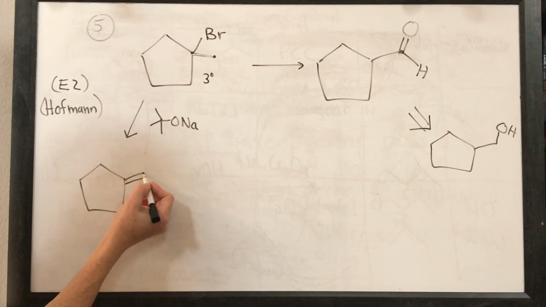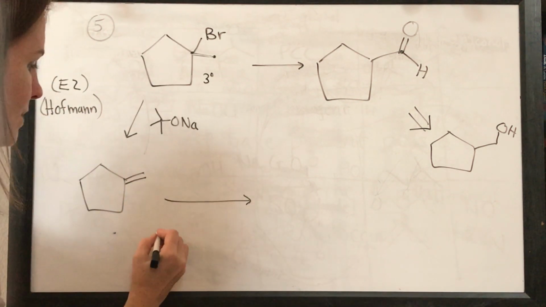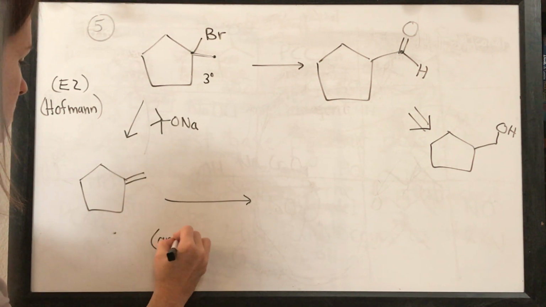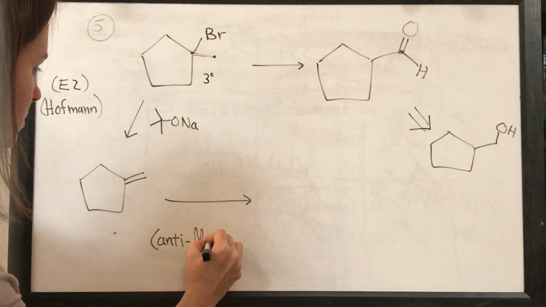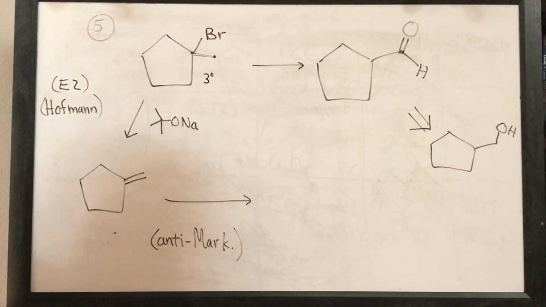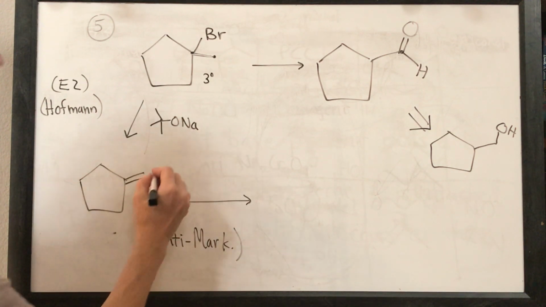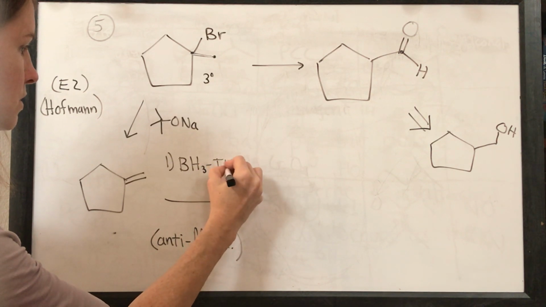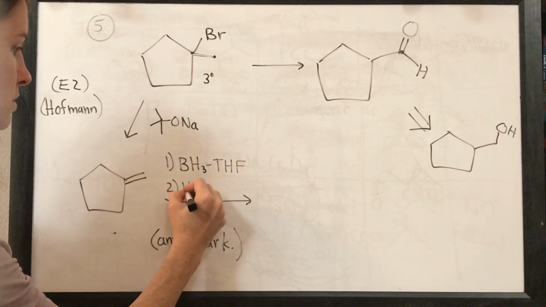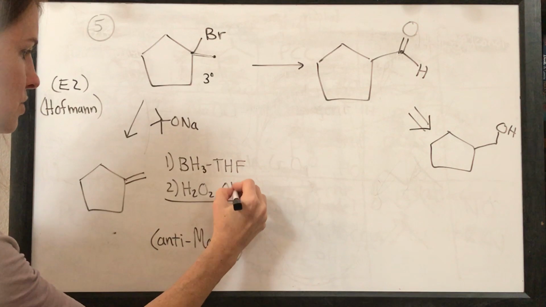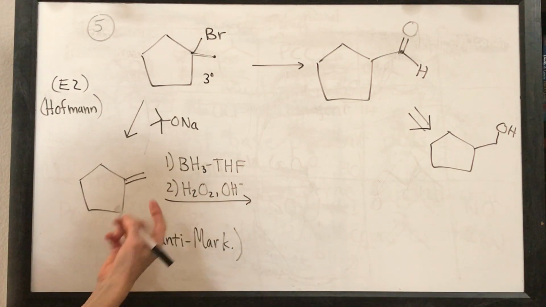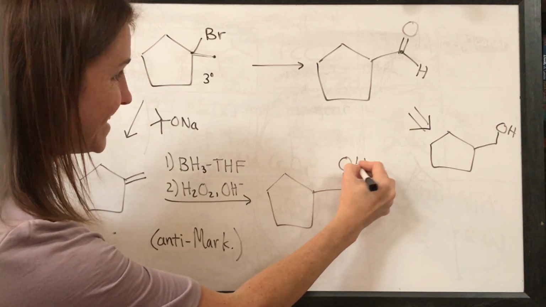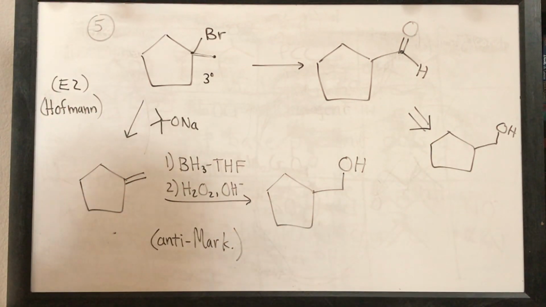And I want my OH to end up in the anti-Markovnikov position. And we do have a reaction for doing that. We're going to use hydroboration, BH3 THF, and oxidize that off with H2O2 under basic conditions. So that will give me the anti-Markovnikov hydration product. And that's what we were trying to get to. That was in our retrosynthetic analysis.